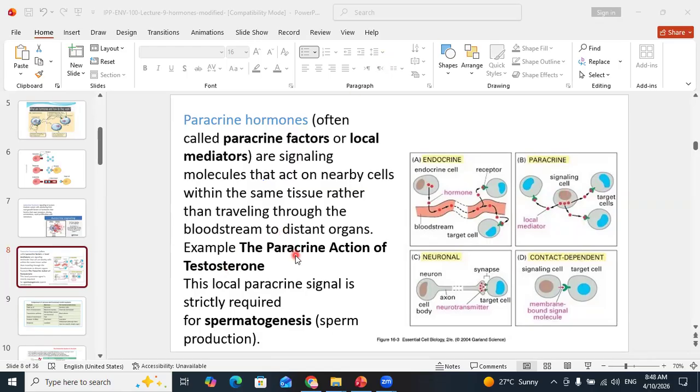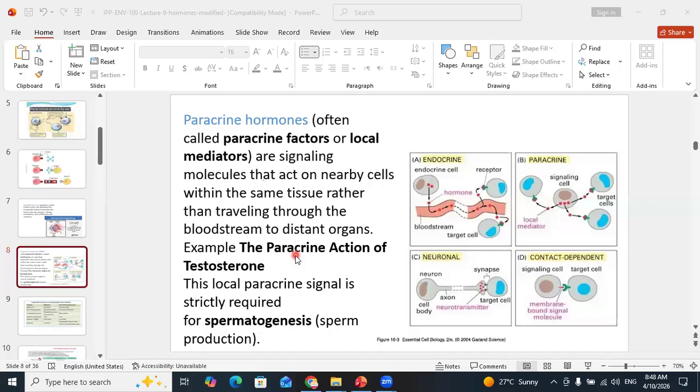There are so many examples of paracrine hormones. As we are going to discuss the human reproductive system, I have picked one example from there. Testosterone is a hormone that acts as an autocrine hormone. It acts as a paracrine hormone. It also acts as an endocrine hormone. Testosterone can act in all three different ways. But in this particular slide, I'm talking about the role of testosterone as a paracrine hormone.